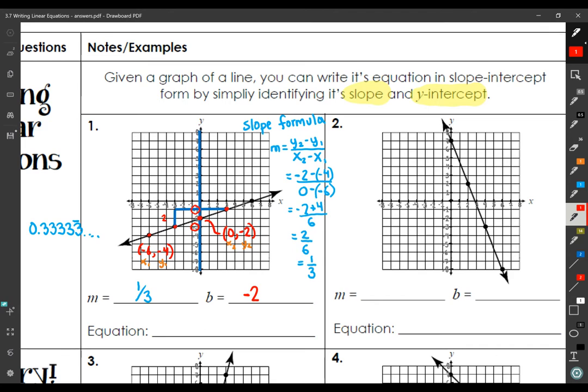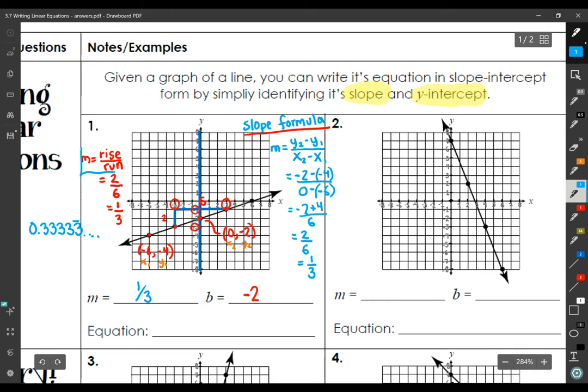And how much did I run by? Well, I started at -3, right? And I ran all the way to +3. So that means my run is 6. And remember, m is rise over run. So we end up with 2 over 6, which again reduces to 1 over 3. So again, you can use whichever method you want, whether it's the slope formula or the rise over run method. But either way, you should end up with the exact same answer.